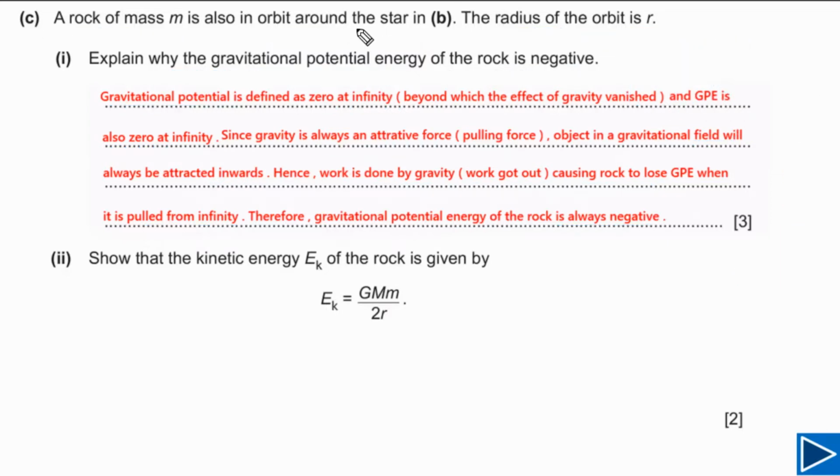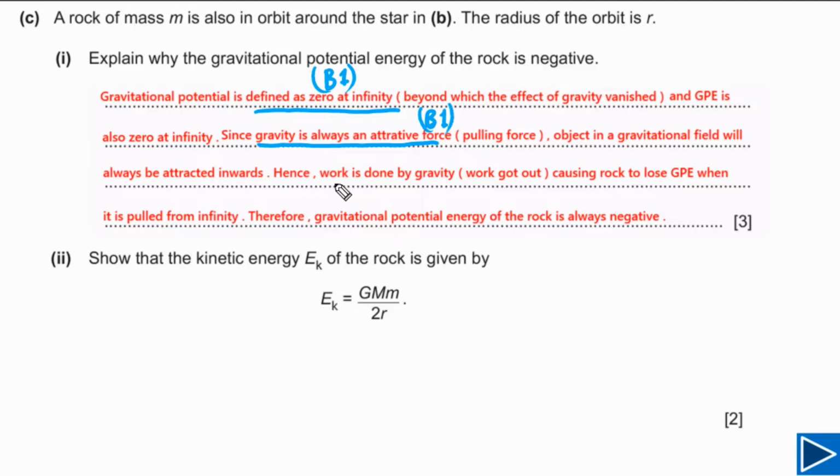This question has 3 marks. If you have mentioned that gravitational potential energy is defined as 0 at infinity, you will get 1 mark, and this is a B mark. And the second B mark you will get if you have mentioned gravity is always an attractive force, so this is the second B mark.